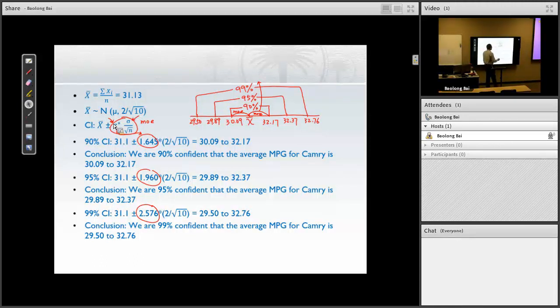So, if you look at the relationship here, for 90%, the z-star is 1.645, for 95%, 1.960, for 99%, 2.576, right? So we want to get a smaller margin of error, but we need a smaller z-star, but the z-star is related to confidence level, right?